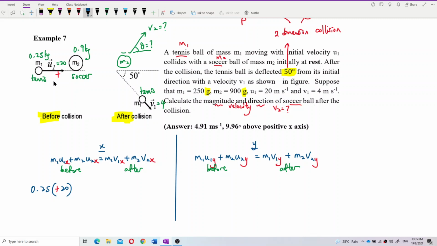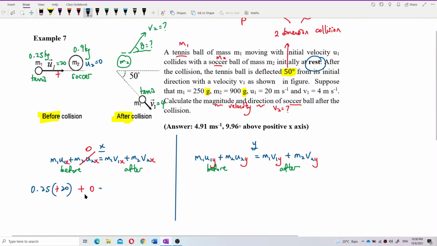Okay, that's it. And then for the soccer ball M2, what's the initial velocity for the soccer ball? Okay, the U2. U2 is 0 because it's stationary, at rest. You see that? The soccer ball is initially at rest. So U2 is 0. So this one is plus 0. Okay, none from the soccer ball.